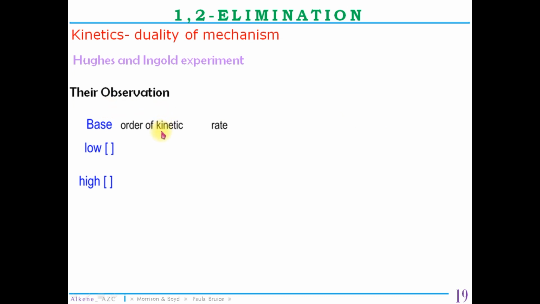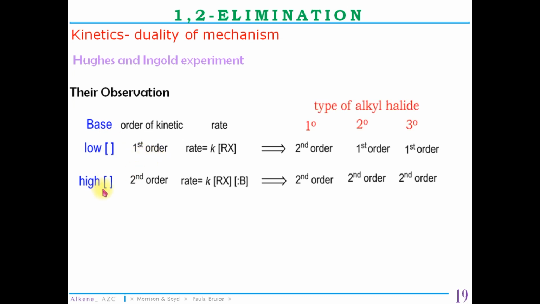Their main observation was that at low concentration of base, the rate only depends on alkyl halide, and at high concentration of base, the rate depends on both alkyl halide and base. So at lower concentration of base the order of kinetics is first order. At higher concentration of base it follows second order kinetics.